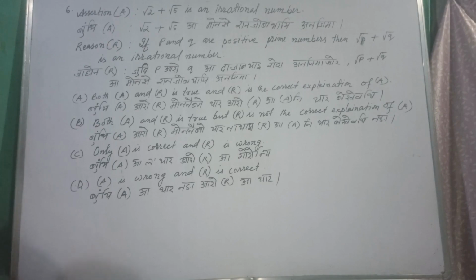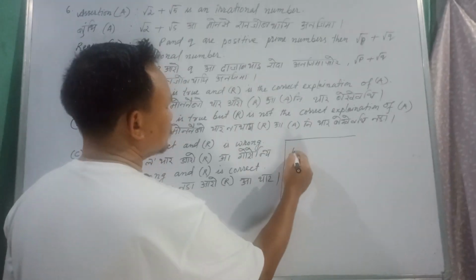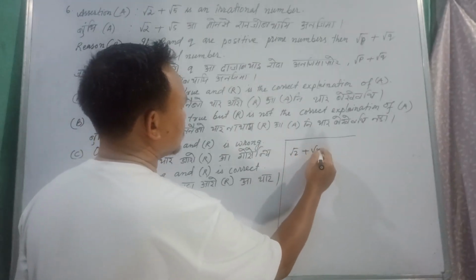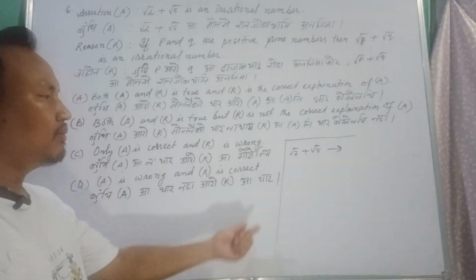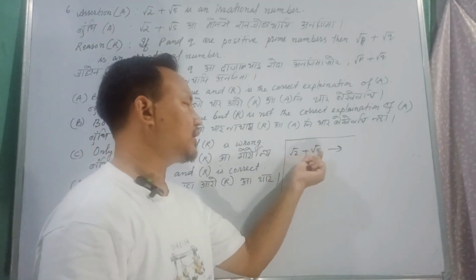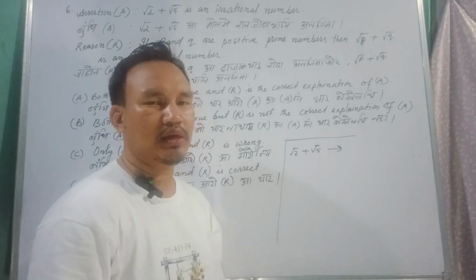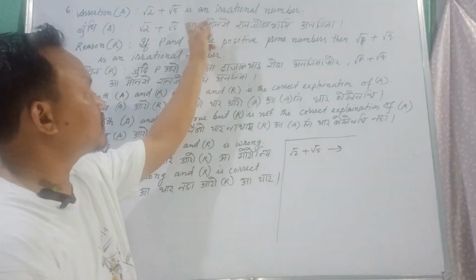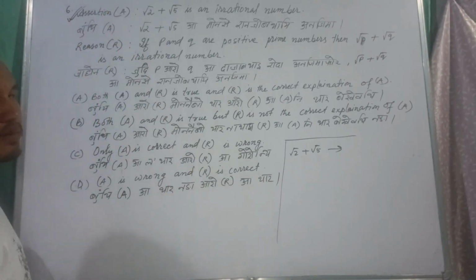First, root 2 and root 5, root 2 plus root 5: this is irrational, this is irrational. If you add two irrational numbers, it will still be an irrational number. So this is an irrational number. This is correct, A is correct.